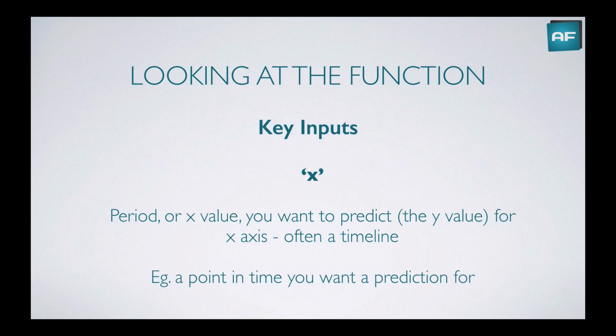The first input you have to give to Excel is the X value. And this is the period or X value you want to predict the Y value for. Now it's on the X axis, so it can often be a timeline. So for instance, it's a point in time you want a prediction for. So if you want a prediction for sales on the 31st of December, then your X input would be the 31st of December inside your Excel worksheet. And we're going to give an example later on, so just hang in there if the slides aren't doing it for you.